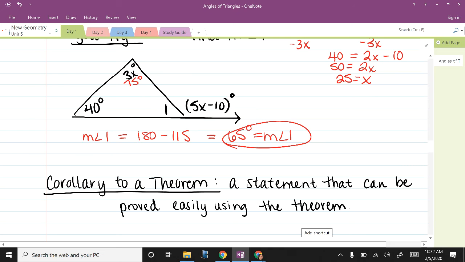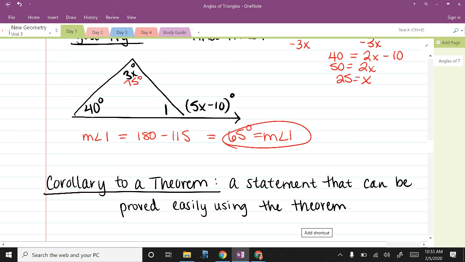All right. So a corollary to a theorem is basically another statement based off of that theorem. It's a statement that's like a theorem based off of another theorem. Because this phenomenon happens, then we can say this is going to be the case. So a corollary is just a statement based off of a theorem. Okay? So on your handout, find the corollary to the triangle sum theorem.